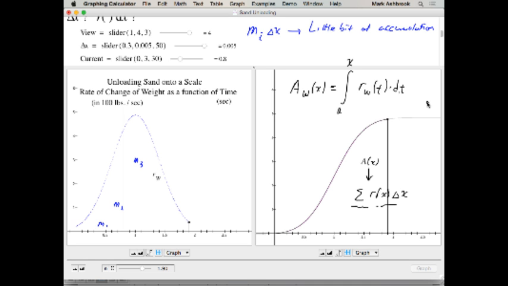So I can't use A_w of x and dx. Wait, what about the outside, the A_w of x? Is that okay? Yeah. Yeah, so we want it to be a function of x, the current value of x. So we want to integrate from a to x, r_w of t dt. And why do we need this new letter, anybody? Why do we need that new letter?